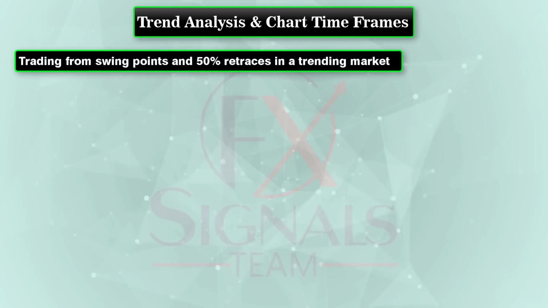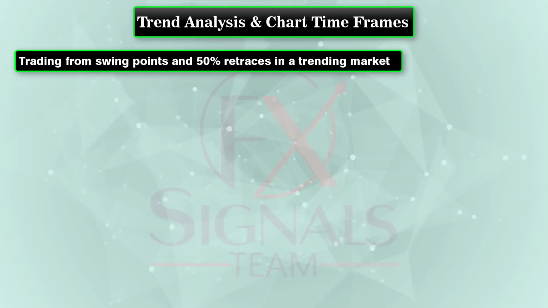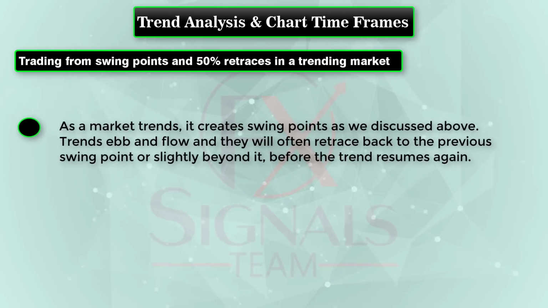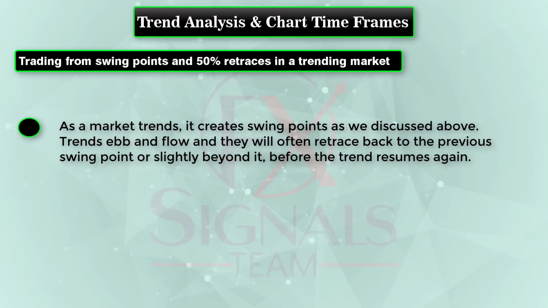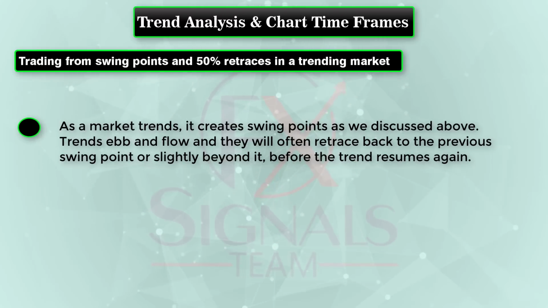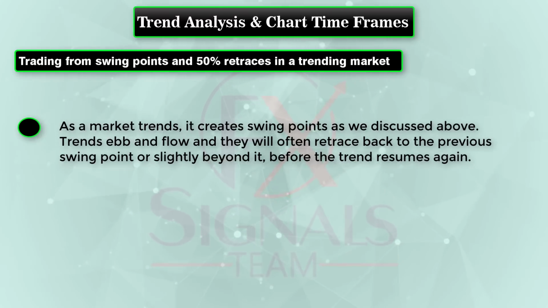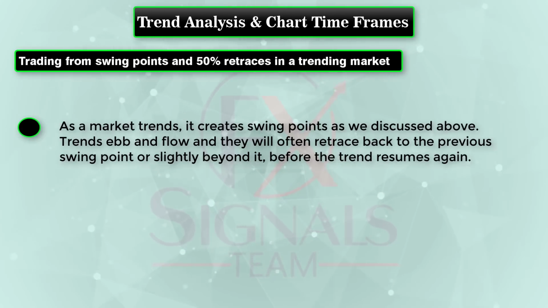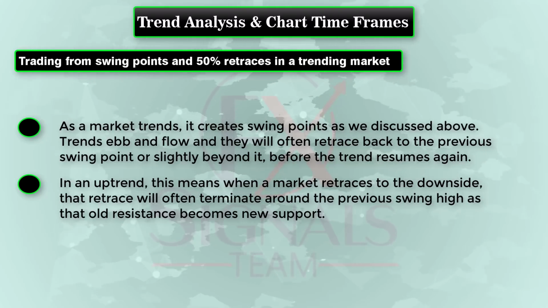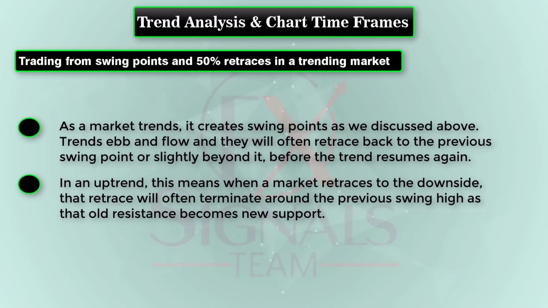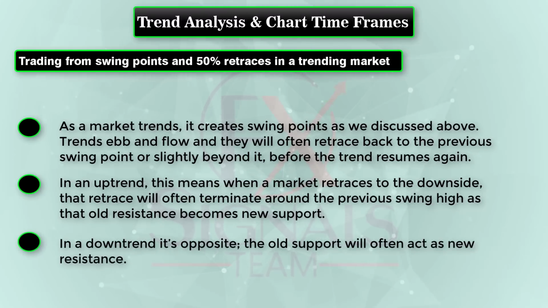Trading from swing points and 50% retraces in a trending market. As a market trends, it creates swing points as we discussed above. Trends ebb and flow, and they will often retrace back to the previous swing point or slightly beyond it, before the trend resumes again. In an uptrend, this means when a market retraces to the downside, that retrace will often terminate around the previous swing high as the old resistance becomes new support. In a downtrend, it's opposite. The old support will often act as new resistance.